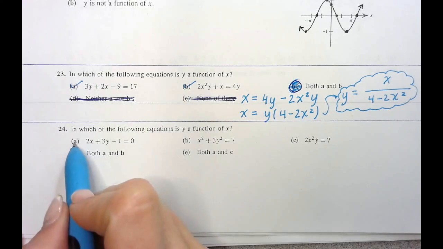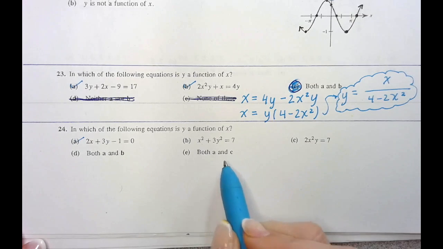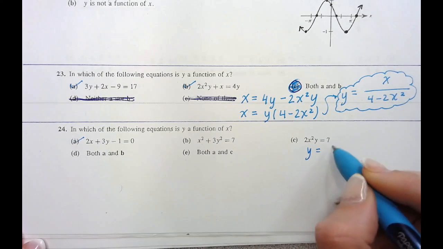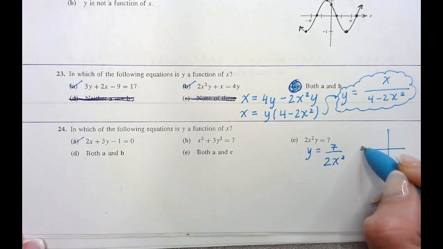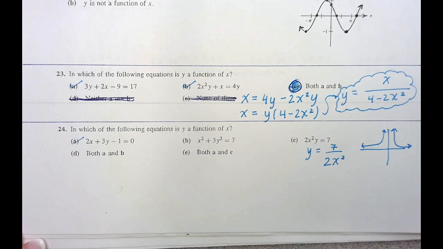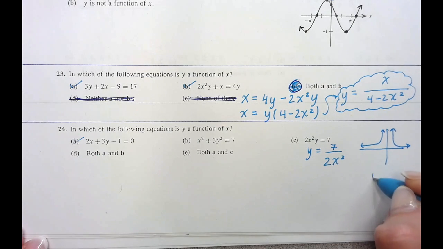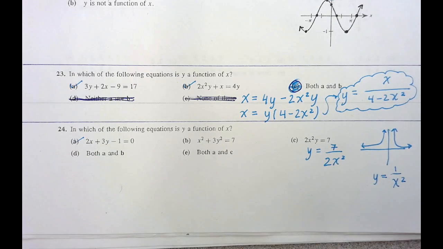Same idea here, clearly linear, that's in. Both A and B or both A and C. Here, y equals 7 over 2x squared. Well, what does 1 over x squared look like? You remember, 1 over x squared kind of looks like a volcano. This is y equals 1 over x squared.